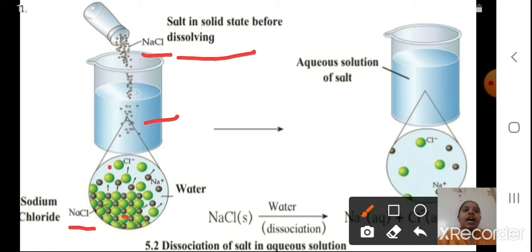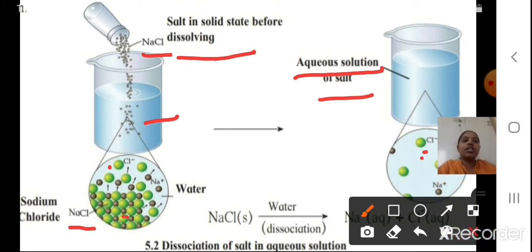Okay, and after some time you will see that aqueous solution, this is just starting. At the end you can see how much space in between the Na plus, this brown color are Na plus and this green color are Cl minus. See how much spacing in there. Okay, so that we call it an aqueous solution of the salt. Okay students, did you understand this?